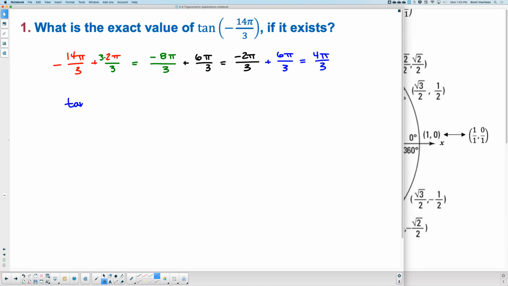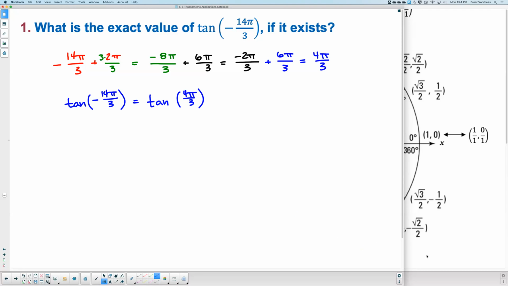The reason you do that is because trigonometric functions are periodic. Periodic means their values repeat. So tangent of negative 14 pi over 3 will equal the tangent of 4 pi over 3. They will be the exact same answer because they are periodic. Their values repeat over a certain period of time.